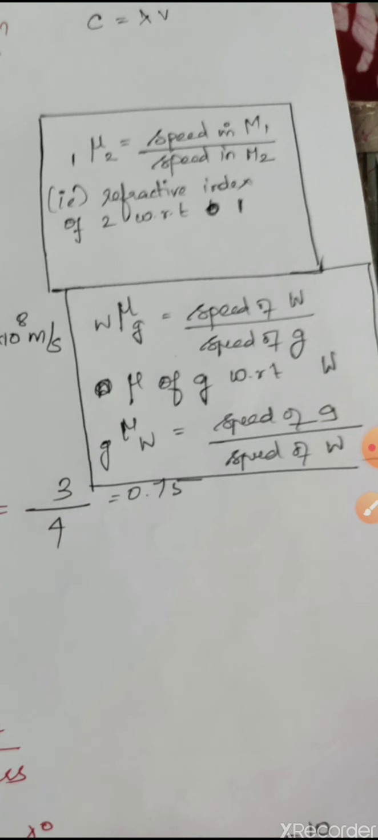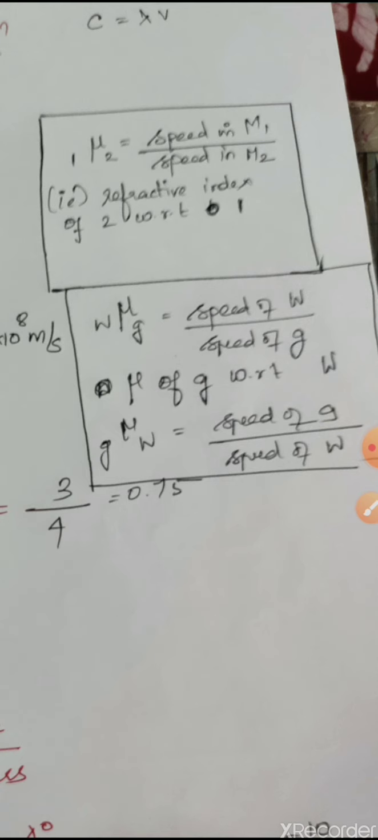So how do we write a refractive index? Air to glass, glass to air. You'll get a confusion, so you have to write very clearly. Look at here: refractive index of medium 2 with respect to 1. If I am going to measure the refractive index of my medium 2 with respect to 1, you have to write 1 mu 2.